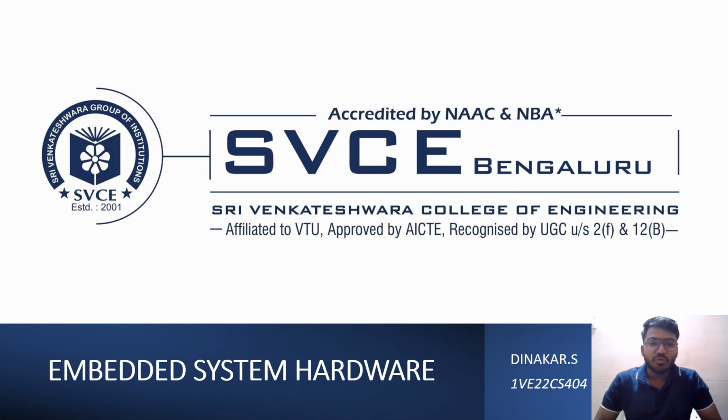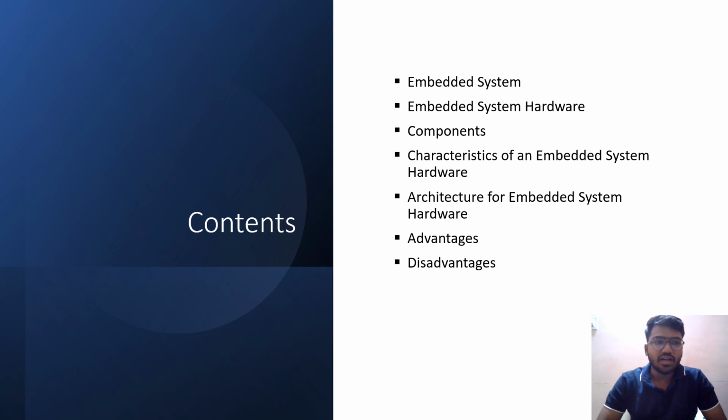Today I am going to take you to the world of embedded system hardware. I am going to present the topic I mentioned, embedded system hardware. The contents I'm telling you about are embedded system hardware components, characteristics of an embedded system hardware, and architecture for embedded system hardware. As we know, we must know the advantages and disadvantages of an embedded system.